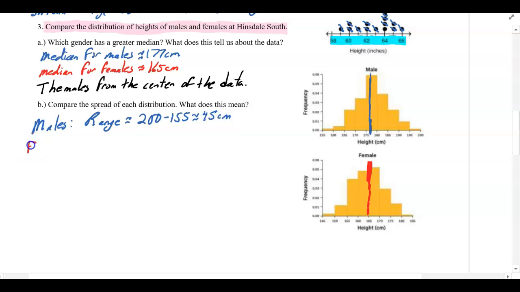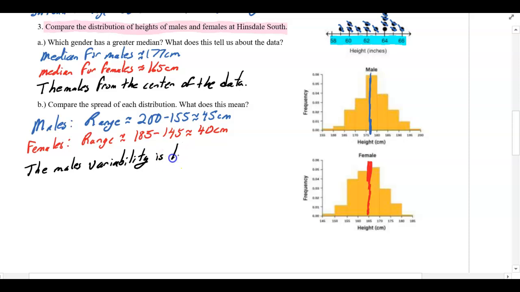And for the females, again, I don't know the exact numbers, but that looks like the range is approximately 185 take away 145. So their range is approximately 40 centimeters. So comparing these two numbers, the males' variability is larger. Let's turn over the page and look at the next example.